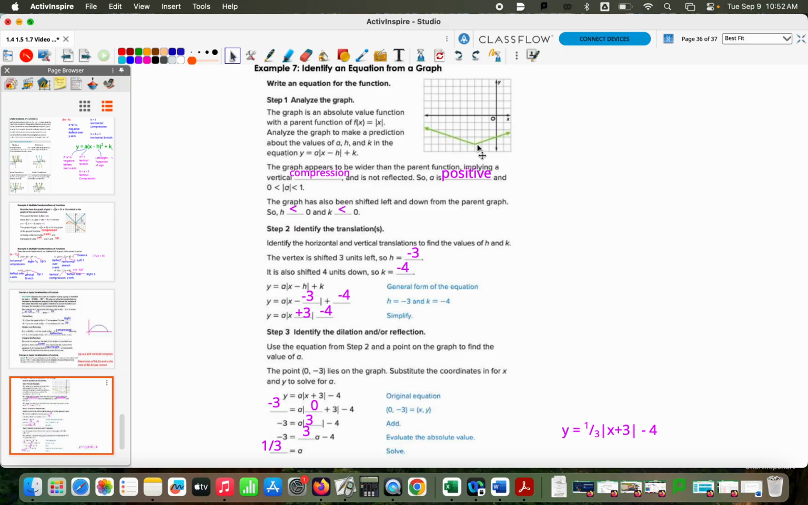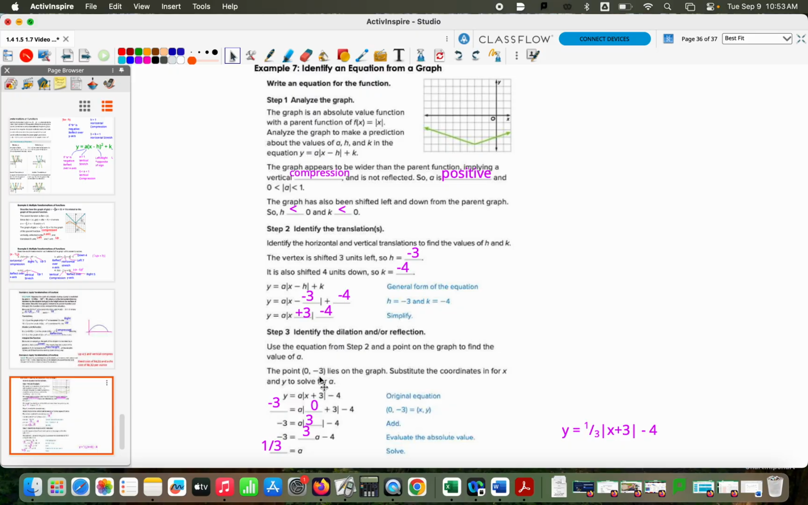In this case, it's moved 3 to the left. So we'd say -3, and down 4, so -4. You can even put those in the equation. Minus a negative does become a +3. So that's why it's always the opposite of the sign when it's inside with the x. The only thing I'm missing is the A value. Like, what is this value?